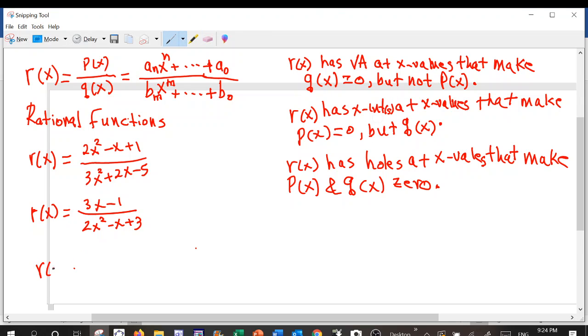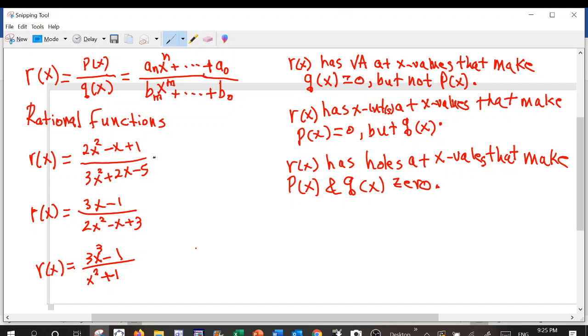Then I'm going to give you another one. 3x to the third minus 1 divided by, let's say, x squared plus 3 plus 1. Something like that, okay? Now, what we want to look at is end behavior of rational functions. What happens if x goes to infinity from right and left?